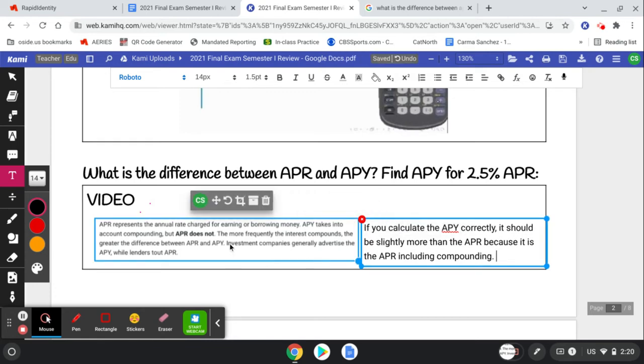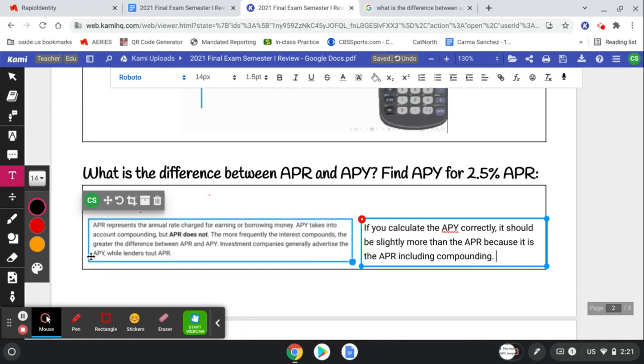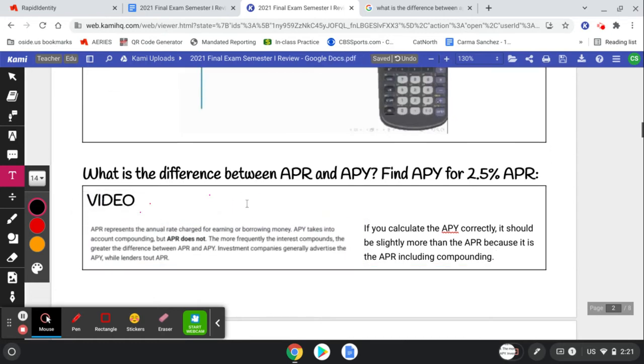So the APR represents the annual percentage charged on borrowing money or earning money, and APY takes into account compounding while APR does not. The more frequently the interest compounds, the greater the difference between the APR and the APY. So what do we normally see advertised at the bank? You're probably going to see them advertising an APY, yet when you go to try to get an interest rate on a home someday, your mortgage loan, they're going to advertise an APR. So when you see those two different letters, it means the interest rate versus the annual percentage yield. And that just takes into account the compounding.